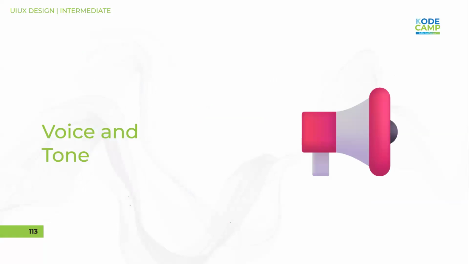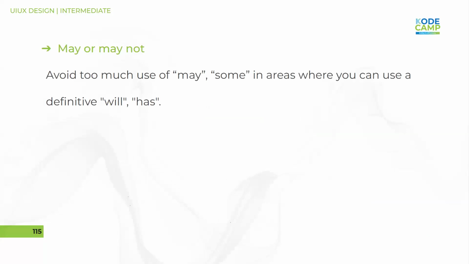All right, so we look at the next one, which is voice and tone. All right. So the number one thing when writing is to be specific. Okay, be specific in your tone, be specific in your words. Don't use may or may not. So avoid too much use of may in areas where users can see a definitive will. Or you can use definitely. So we use will, has, and the rest of it.